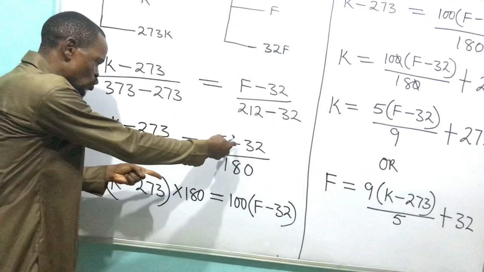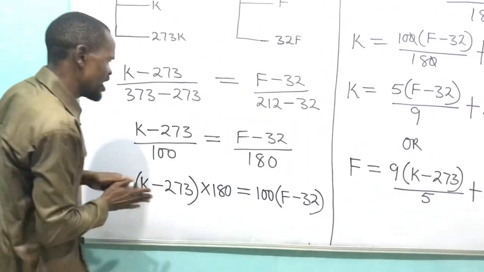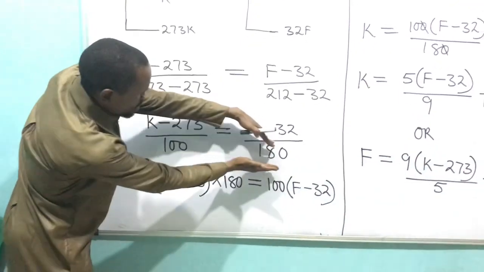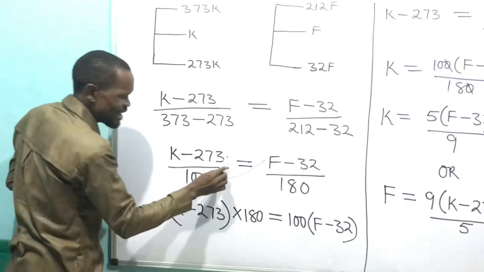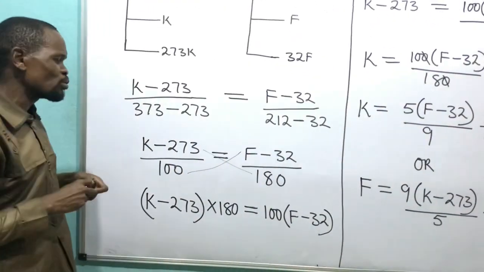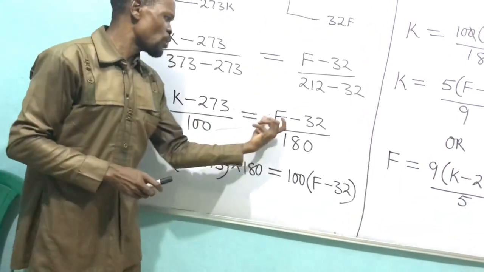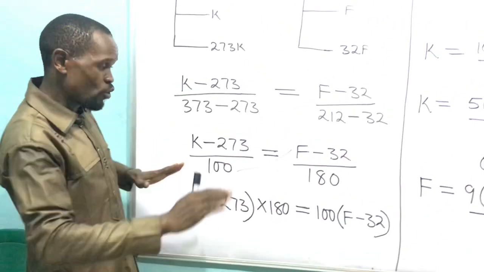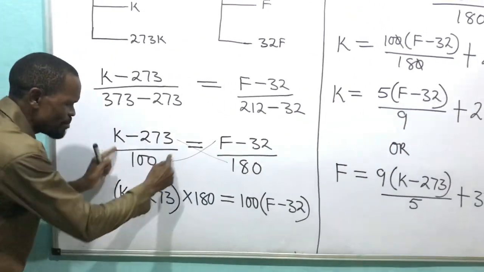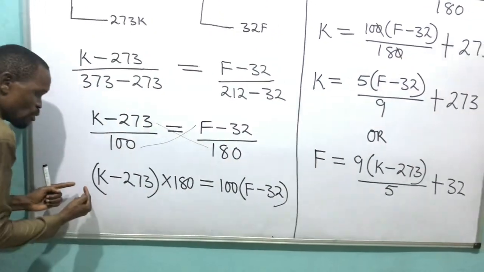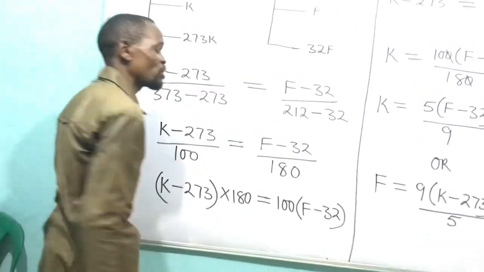Then here I do cross multiplication. You know what I mean by cross multiplication? This term will go and multiply everything here, and this 180 will multiply it. That's what we call cross multiplication. This 180 will multiply this and this. Then this 100 will multiply this and this. For that, I have to put this in brackets. Have you seen I put them in brackets? Because 180 is waiting to multiply all of them. Then I put this in brackets because 100 is waiting to multiply all of them.